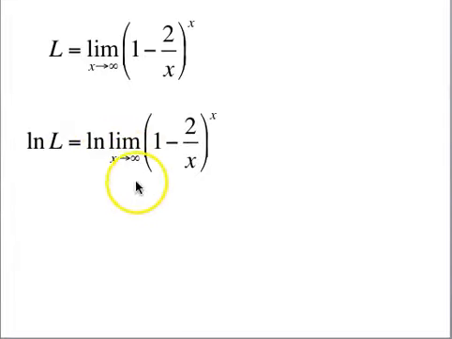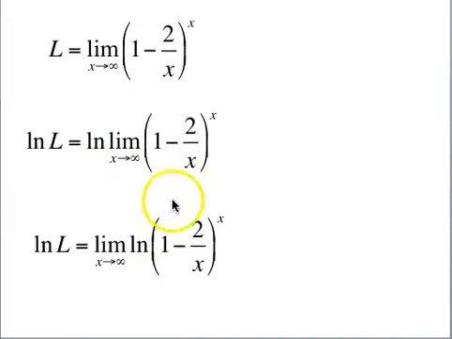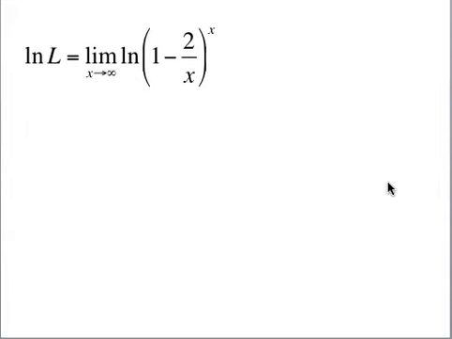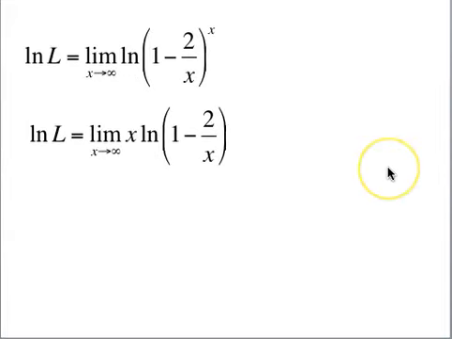Now the natural log of the limit is the limit of the natural log. And then we can pull the x down in front to say natural log of L is the limit as x goes to infinity of x times natural log of 1 minus 2 over x. Pulling that x down front. Now you notice as x gets large, 2 over a large number goes to 0, 1 minus 0 goes to 1, log 1 goes to 0. So this piece goes to 0. This piece goes to infinity.